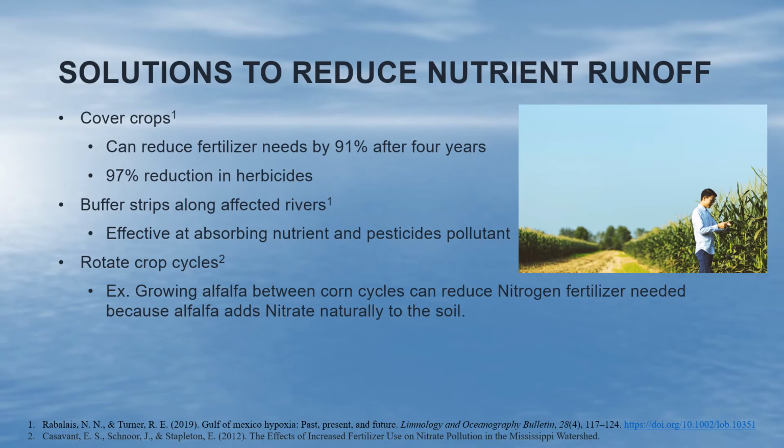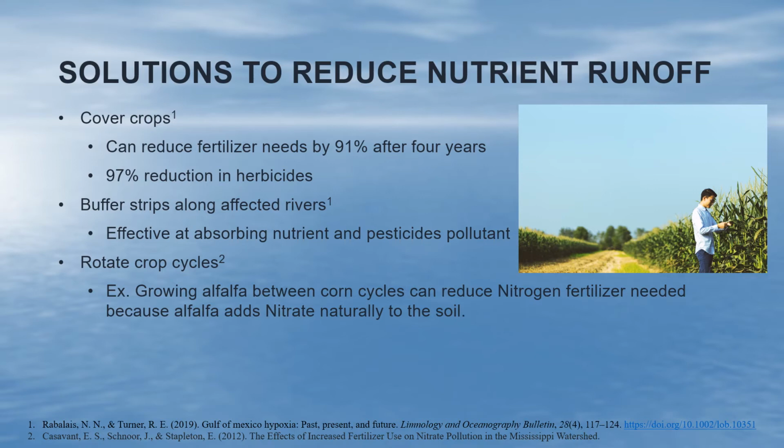Another solution would be to have buffer strips along affected rivers, and this would address both agriculture and urban runoff. Buffer strips are basically planting native landscapes and native plants along rivers for a certain distance for the width on each side of a river, and it would act as basically a catch-all to catch and then filtrate a lot of the incoming nutrient loads and pesticide and other pollutant loads as well.